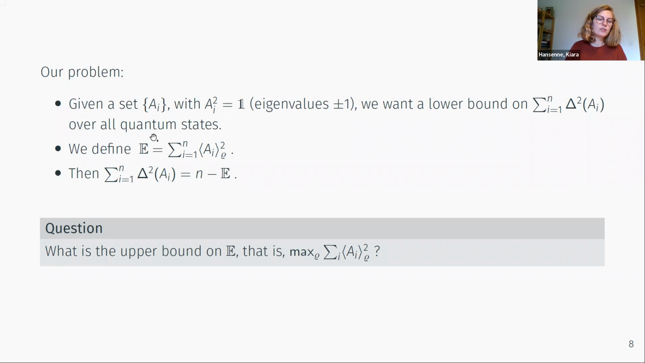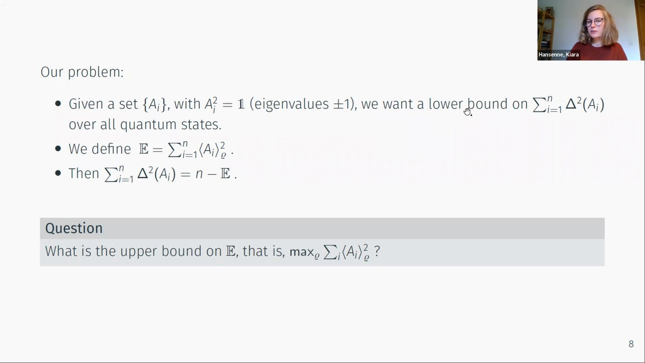In order to do that, we will define this quantity E that we will use a lot in this presentation, which is just the sum of the squares of the expectation values of those observables on a given state rho. Then, just by taking the definition of the variance, you can expand the quantity we had here. What we were looking for a lower bound on is equal to n, the number of observables, minus E, this new quantity.